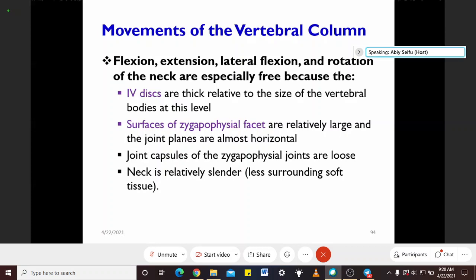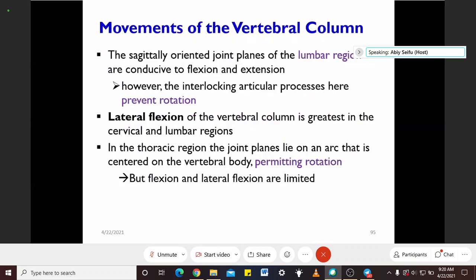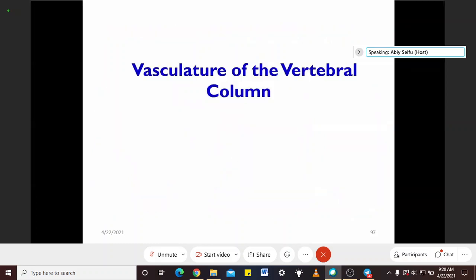Let's continue to the musculature. Before that, let's see the vasculature of the vertebral column.